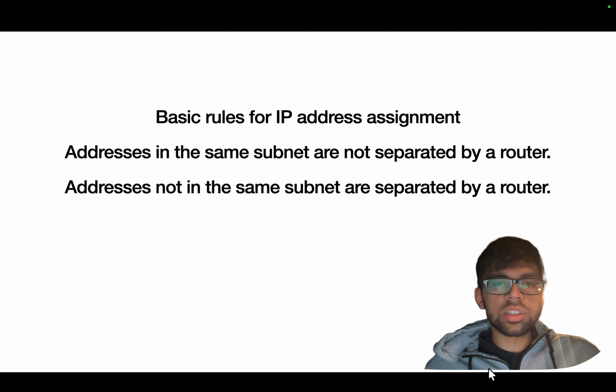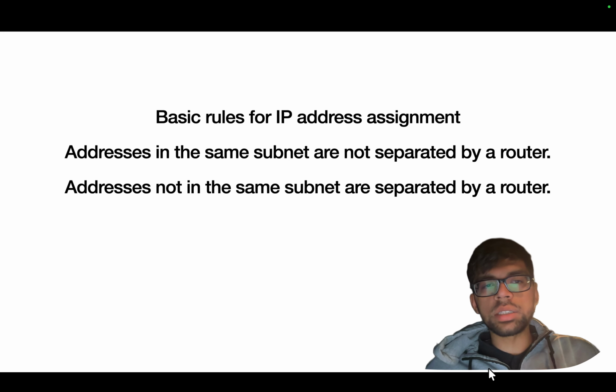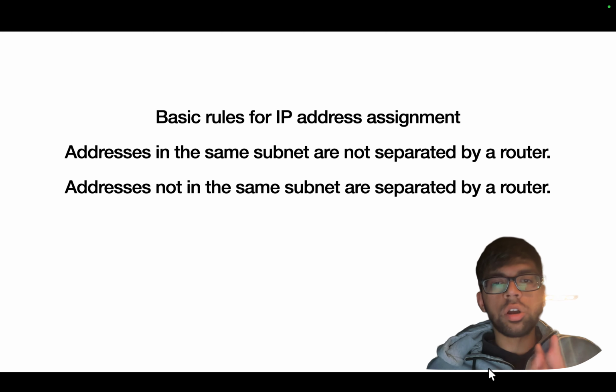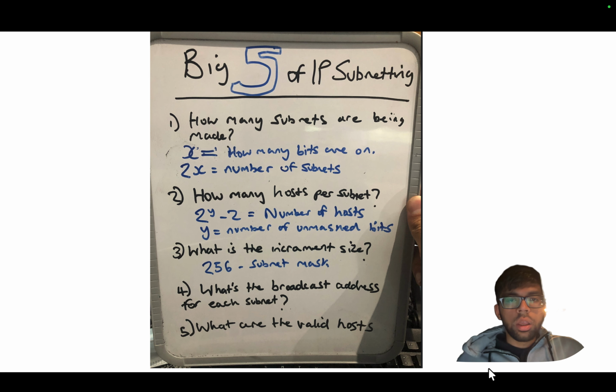So some key things that we need to know. Firstly, basic rules for IP assignment. Addresses that are in the same subnet shouldn't be separated by a router, but addresses that aren't in the same subnet must be separated by a router. Very, very important. This is called the Big Five method of IP subnetting.